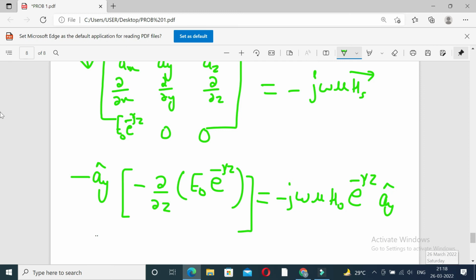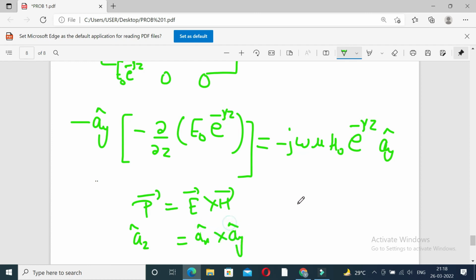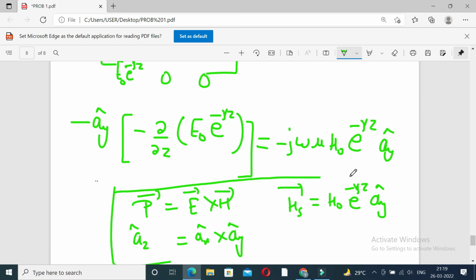Because we know the pointing vector is equal to E cross H. If the direction of propagation is az cap and the direction of electric field is ax cap, it is obvious that H vector is in ay direction. That's why Hs vector is written H naught e to the power minus gamma z into ay cap. So this is the fundamental.